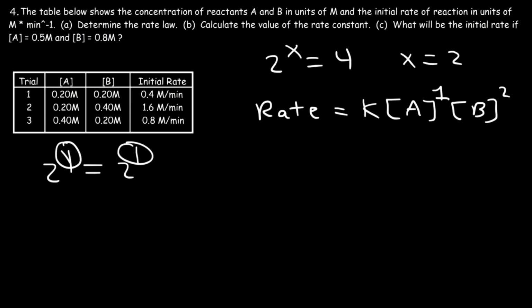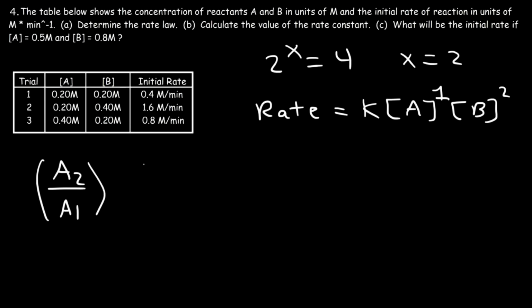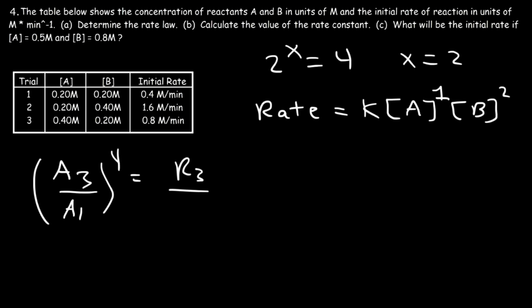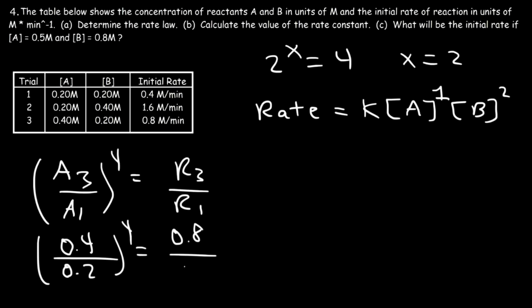Now for those of you who want to use the formula, here's what you can do. It's going to be A2 divided by A1 raised to the y, and that equals R2 over R1. But I'm going to change it a little because we use trials 1 and 3, so I'm going to write A3 over A1 raised to the y, and that's equal to R3 over R1. So A3 is 0.4. For trial 1, the concentration of A is 0.2, and that's raised to the y. For trial 3, the rate is 0.8, and for trial 1, it's 0.4.